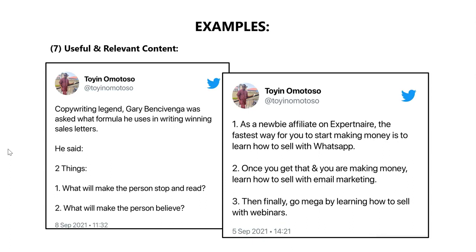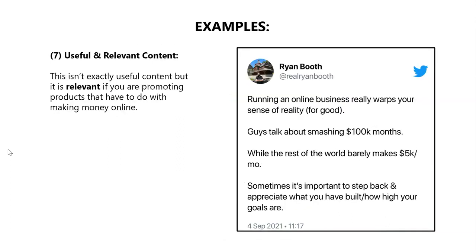Here is an example. I just quickly went to Twitter and I copied these recent tweets of mine. So if you are promoting my product, sharing these contents will help you to create positive expectancy in the minds of your contact list. These are the tweets I copied. So this isn't exactly useful content, but it is relevant if you are promoting products that have to do with making money online. And I added this example because we are talking about useful and relevant content. So the kind of content you are sharing might not actually be useful, but if it is relevant, then it is okay. Or it can be useful and relevant at the same time.